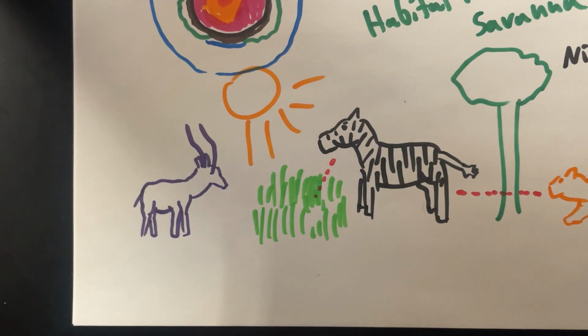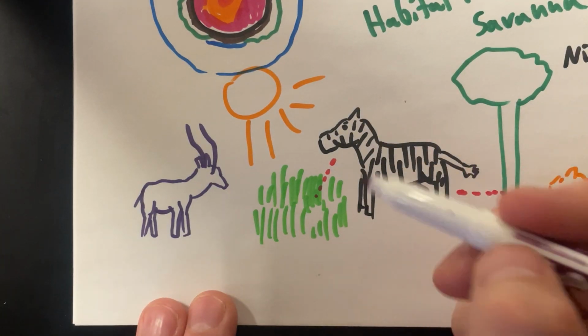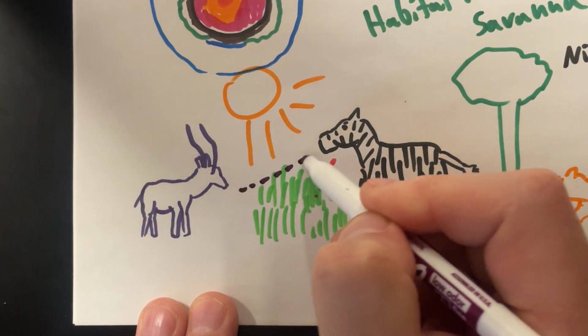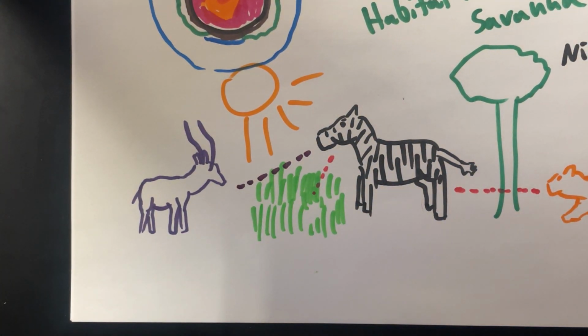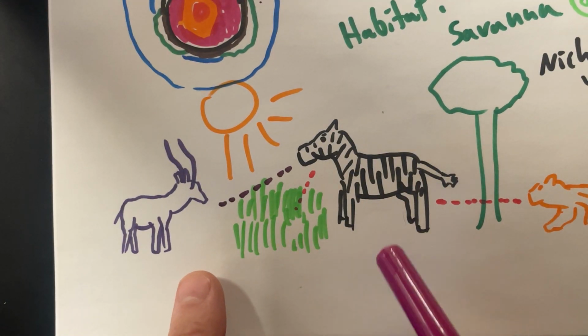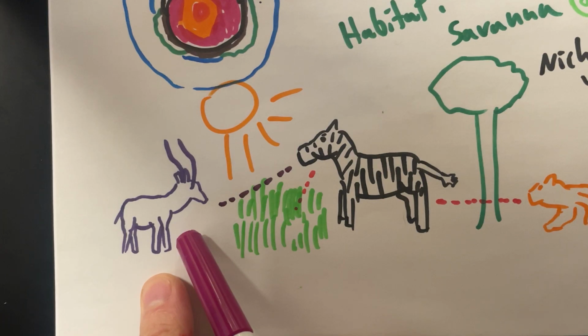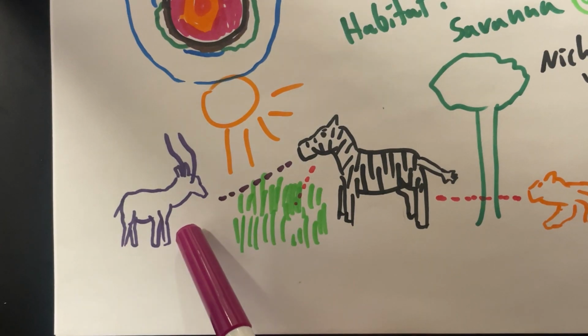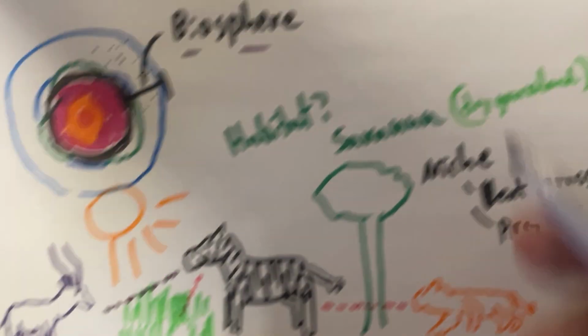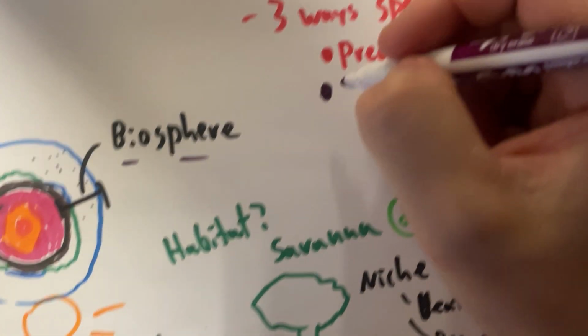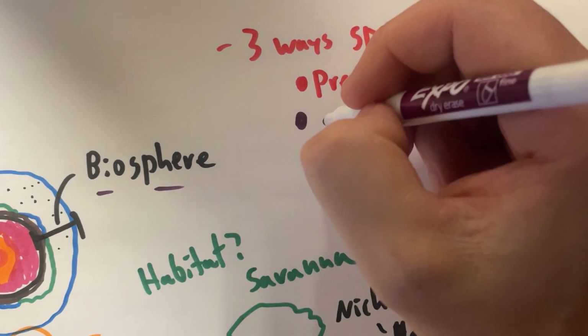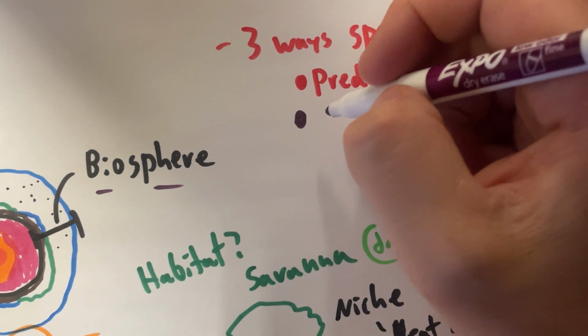Do zebra and antelopes fight and kill each other and eat each other? No. So there's a different type of relationship going on here. However, do you think zebras love it when there's millions of antelope in an area? Why not? Yeah, they're eating the same food. This is a competition relationship. So way up here where I have my three types of relationships, put competition.